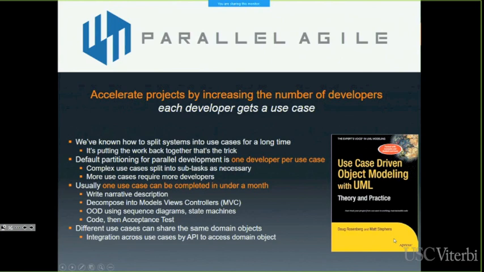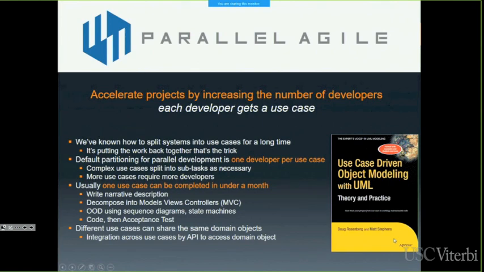So when you do systems this way, you can take on as many use cases as you want in parallel, as long as you have enough developers to give one developer to each use case. So usually, because we work with small use cases, like around 2 paragraphs of English text as a use case narrative, usually one developer can complete one of those use cases in a month.